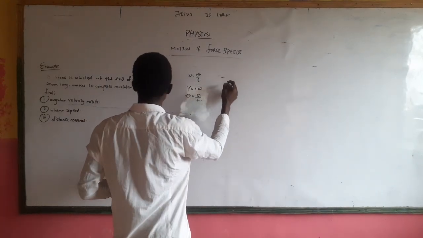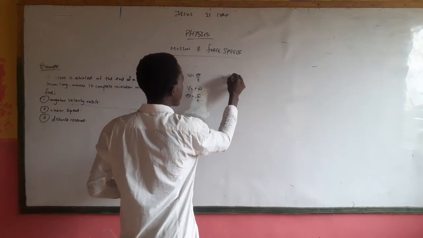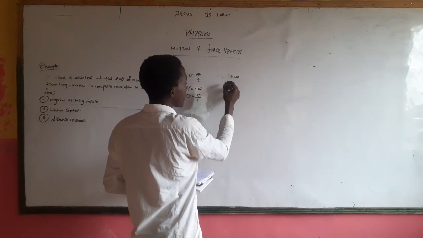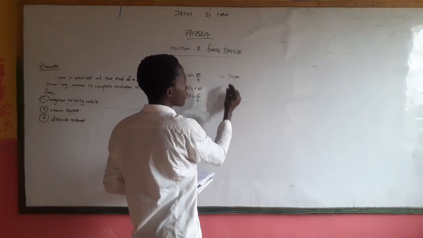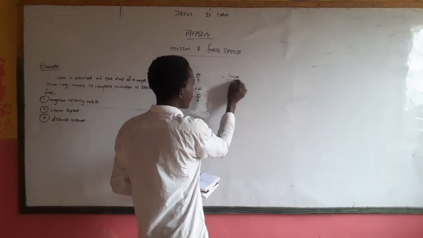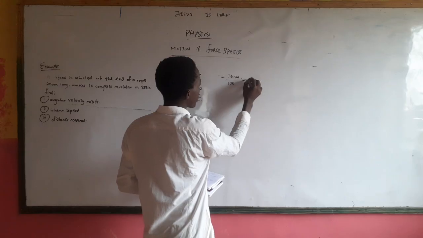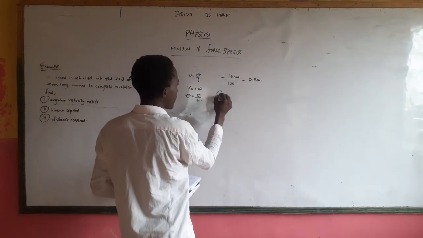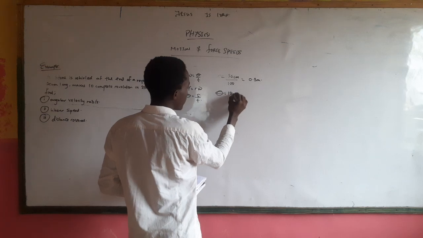R is given as 30 centimeter. Then let's convert this 30 centimeter to meter. So we're going to divide it by what? 100. So we have something like 0.3 meter. That's R. So they said it makes 10 complete revolutions, 10 rev.